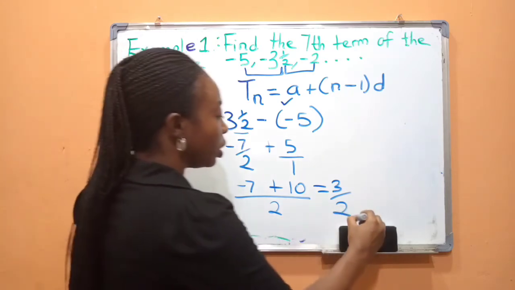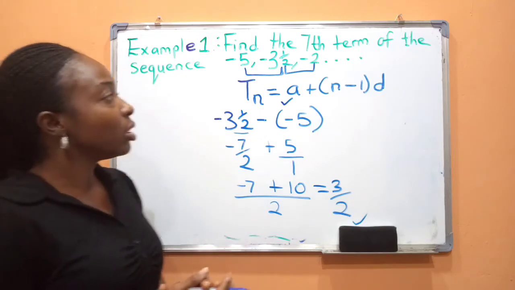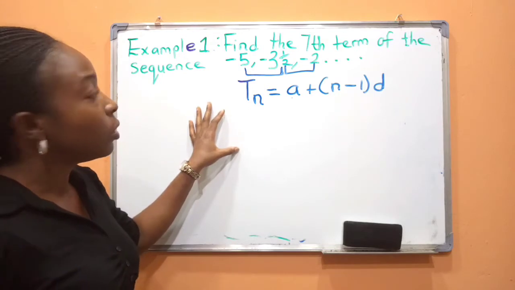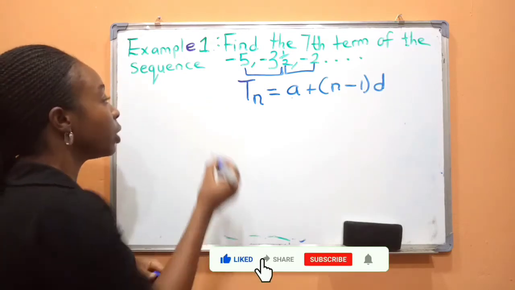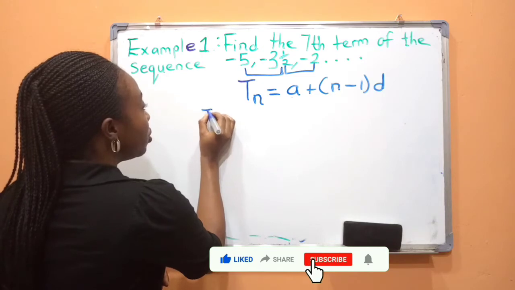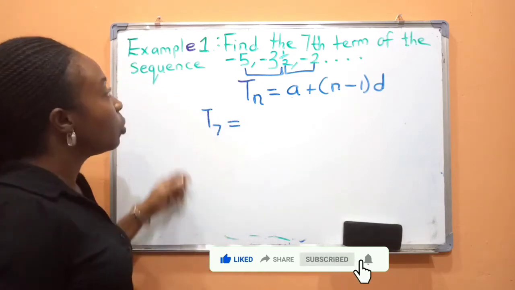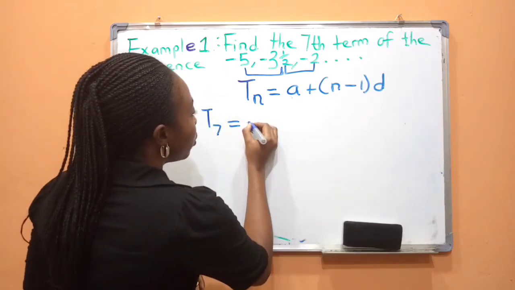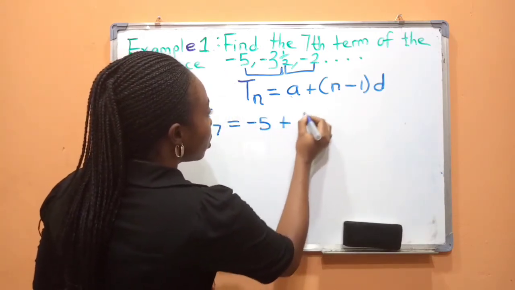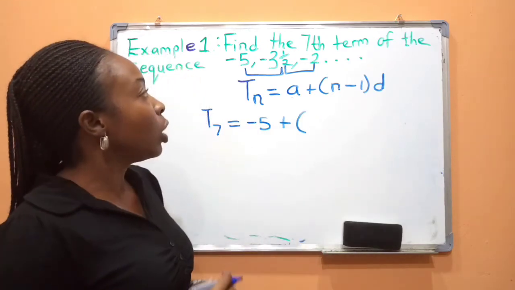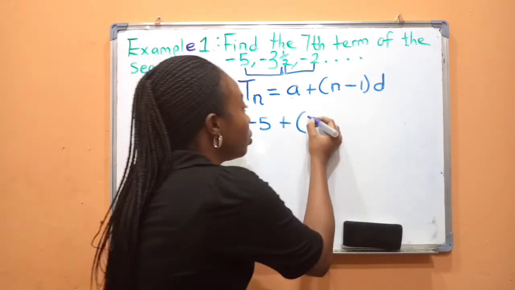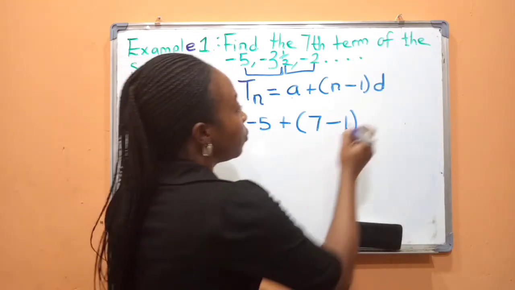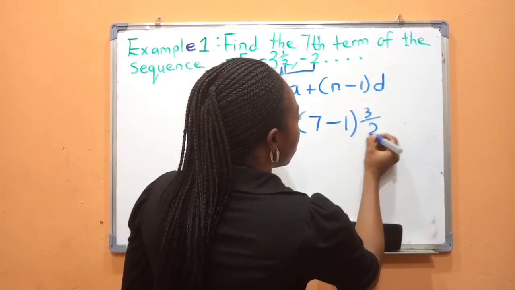Now that we've gotten this, we can go ahead and find the seventh term. So for us to find the value of the seventh term, here's how we go about it. We're going to have Tn, which is T7, equals, remember, the first term is minus 5, so we replace a with that. We have minus 5 plus, open the bracket. Remember, what we are trying to find here is the seventh term, so we put 7 minus 1. And we already found the common difference to be 3 over 2.